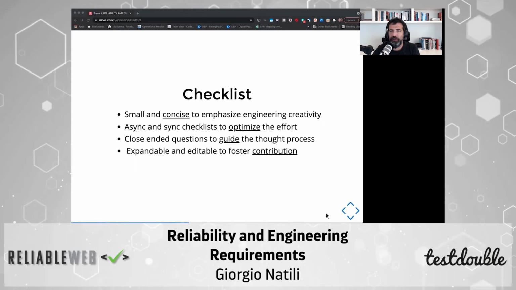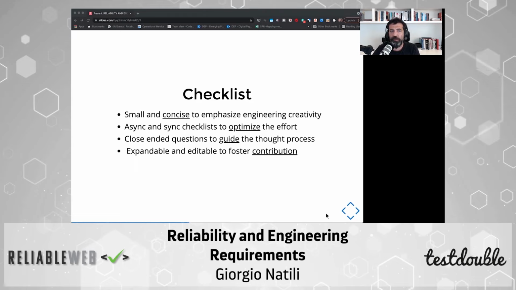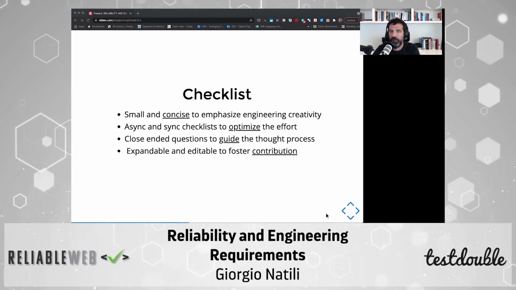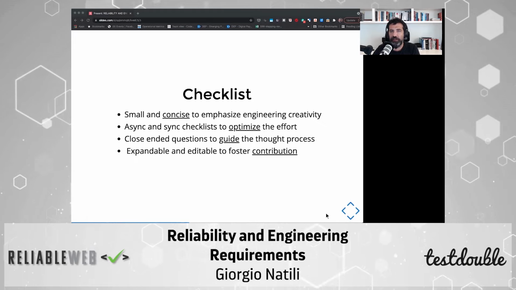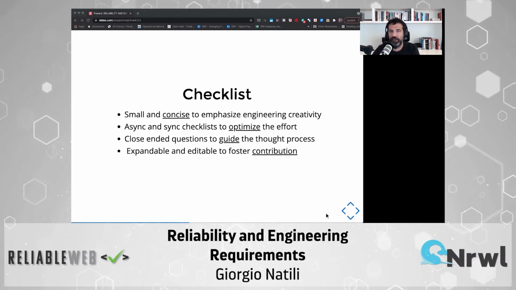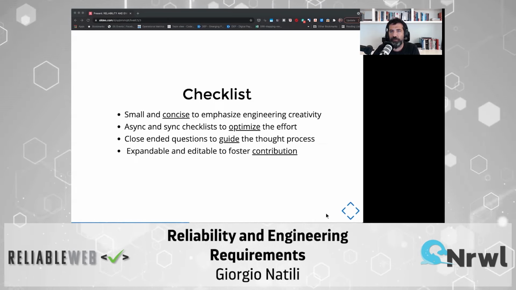Let's talk about the first tool, the checklist. A checklist should be small and concise. The reason is that a very long checklist tends to be discouraging and prevents other engineers from adding items to the checklist, and therefore limits the creativity of your group.